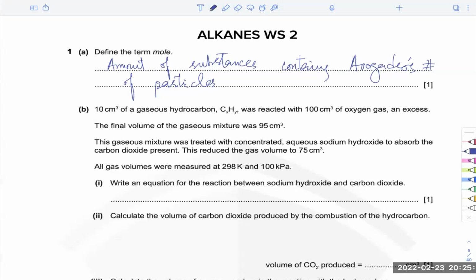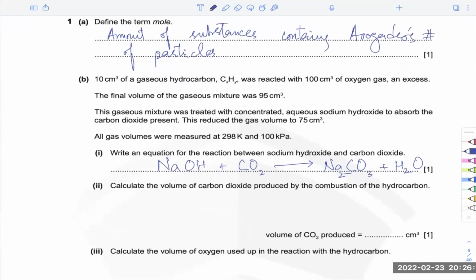This was treated with aqueous sodium hydroxide to absorb the carbon dioxide. We know sodium hydroxide reacts with carbon dioxide to produce carbonate. This reduces the volume to 75, so 20 cm cube of carbon dioxide was used up. Write an equation for the reaction. Sodium hydroxide reacts with carbon dioxide to produce sodium carbonate, Na2CO3, and water is the byproduct.